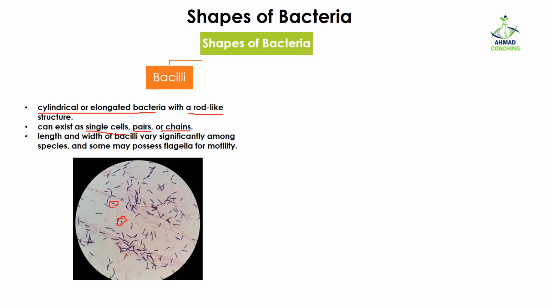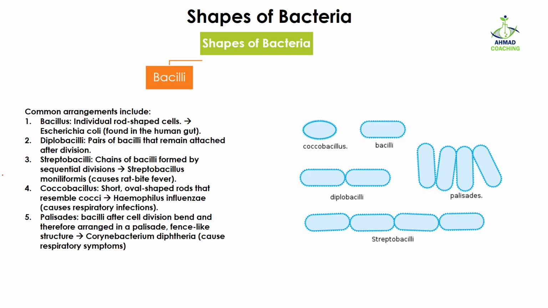As you can see here, there are single bacteria and there are some chains of bacteria as well. Their length and width may vary significantly among different species. So you can identify which species a bacterium belongs to if you know the length and width of that particular species. They also possess flagella for motility, so they can move from one place to another with the help of flagella.